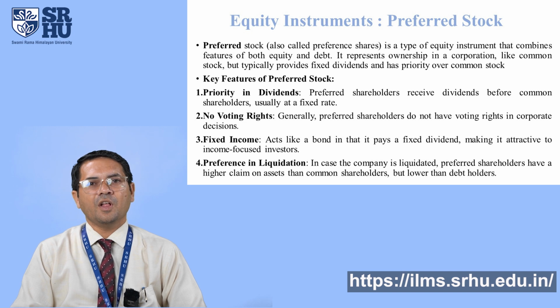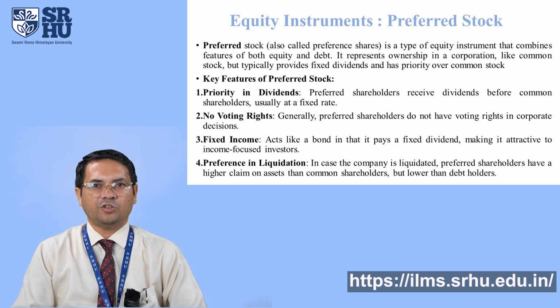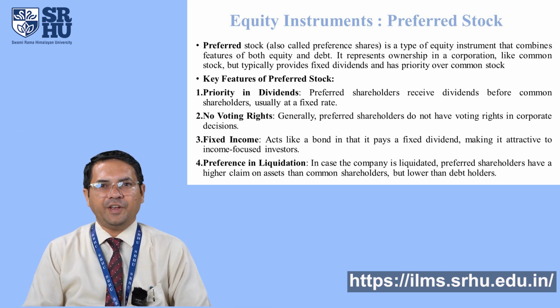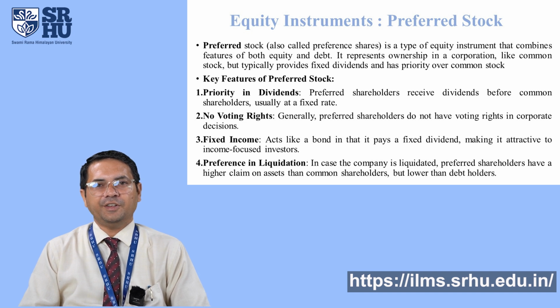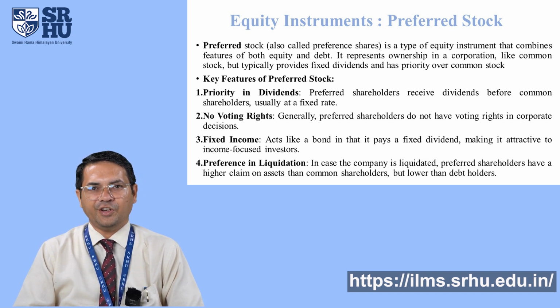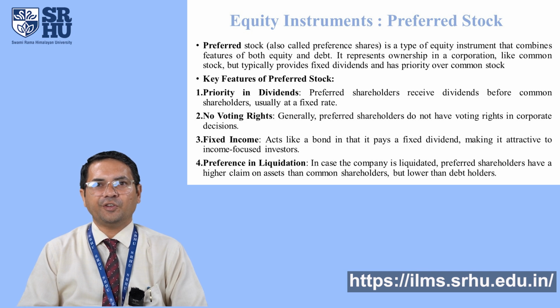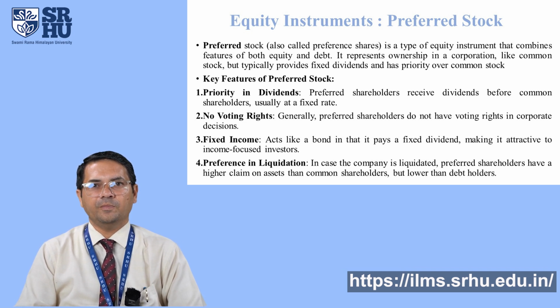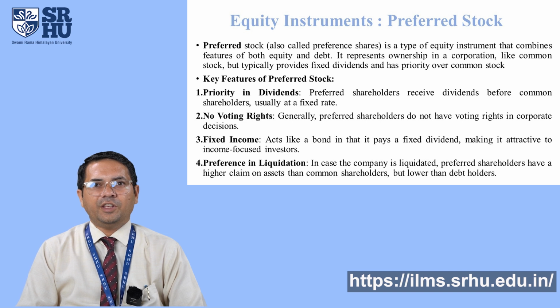Most notably, preferred stockholders receive dividends. Again, they get the dividends from the company, but what is the preference? They get it before the common stockholders. That means preference shareholders will get the dividends prior to the common stockholders. These dividends are usually fixed and regular. That means dividends paid to the preference shareholders are of fixed nature. They are not of variable nature, and these are regular actually, making preferred stock attractive to investors seeking a stable income.